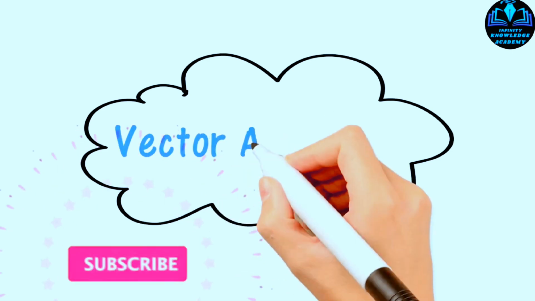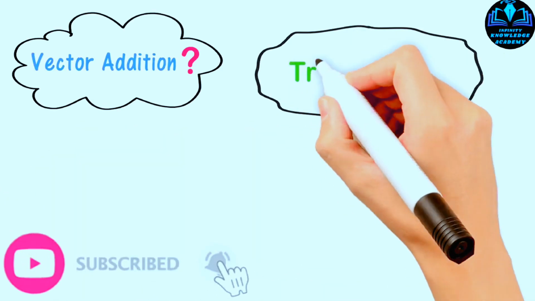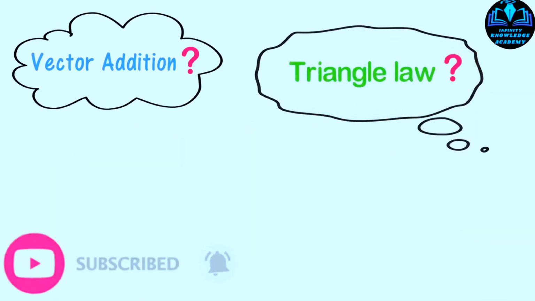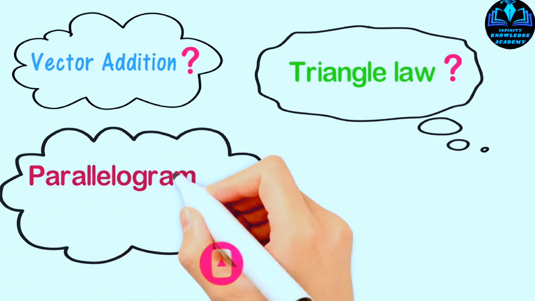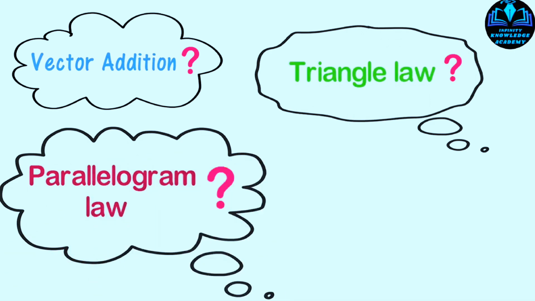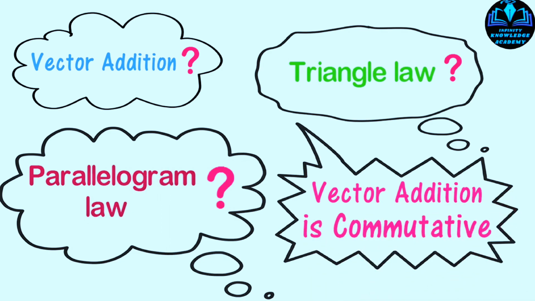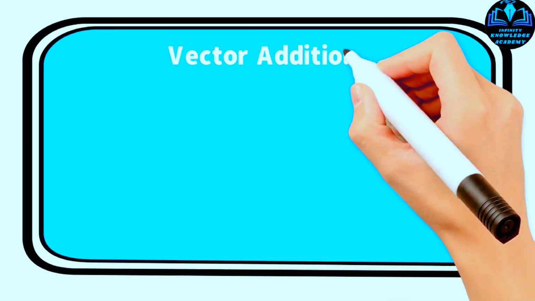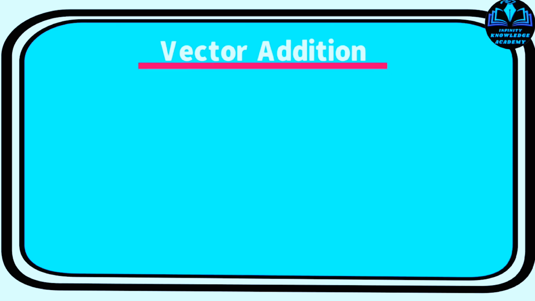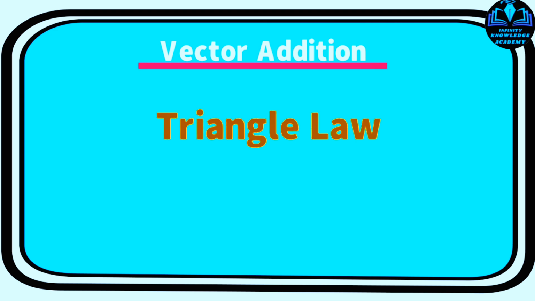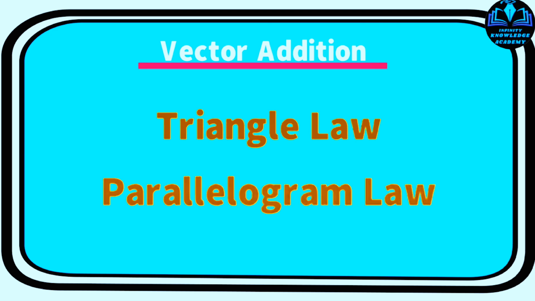What is addition of vectors, what is triangle law of addition, what is parallelogram law of addition, and why vector addition is commutative. Now let me tell you about the addition of vectors. We can add vectors by two different laws, by triangle law and by parallelogram law.